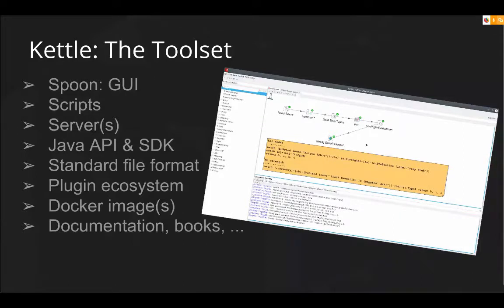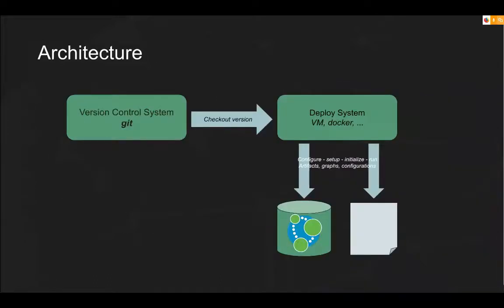A standard file format, which has been standard since version 1.0, 15, 16 years ago. A rich plugin ecosystem. We also built Docker images for you in case you want to run the WebSpoon image, for example, on Docker Compose alongside Neo4j. We have the scripts and the things for that. There's a bunch of documentation, books, all of that out there. So this is kind of like the architecture that we're looking at usually.